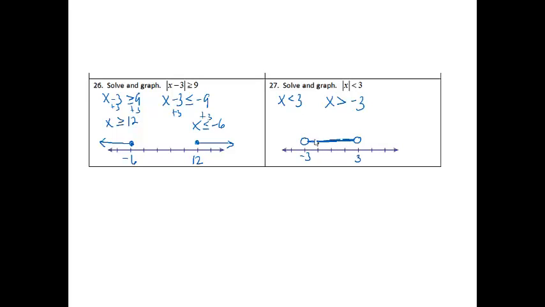And just one comment on this one, since it's connecting, another way that I could write that would be negative 3 is less than x, which is less than 3. So just in case you see a multiple choice that looks like that, that's how you would tackle it.